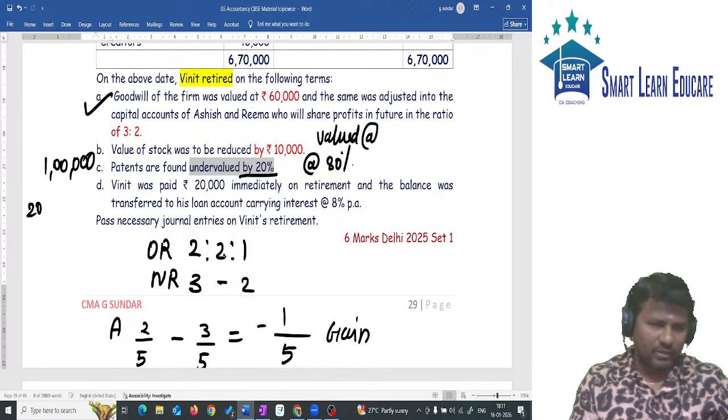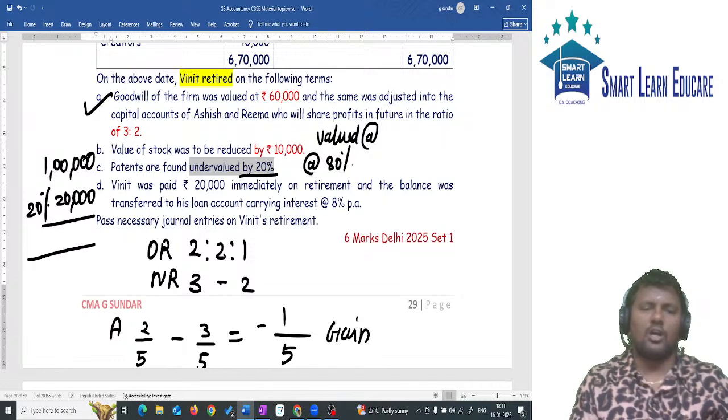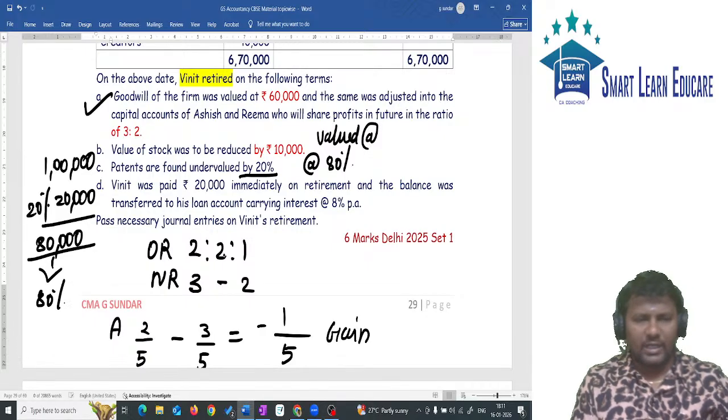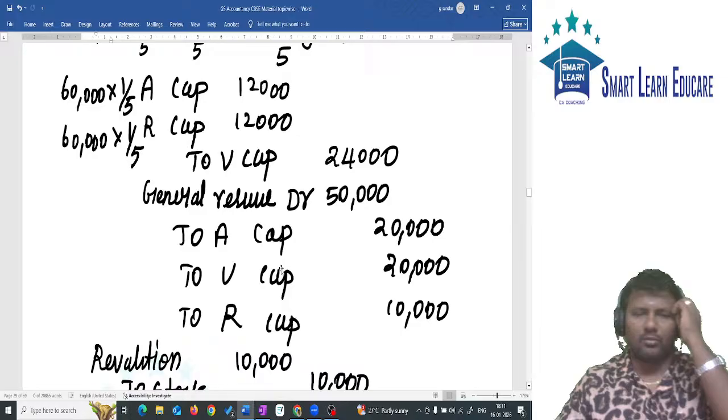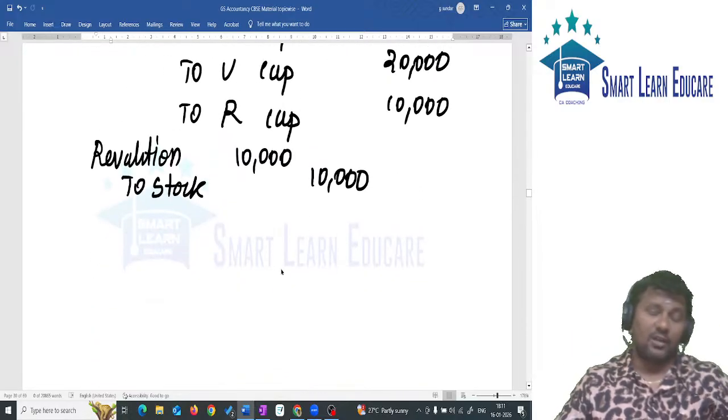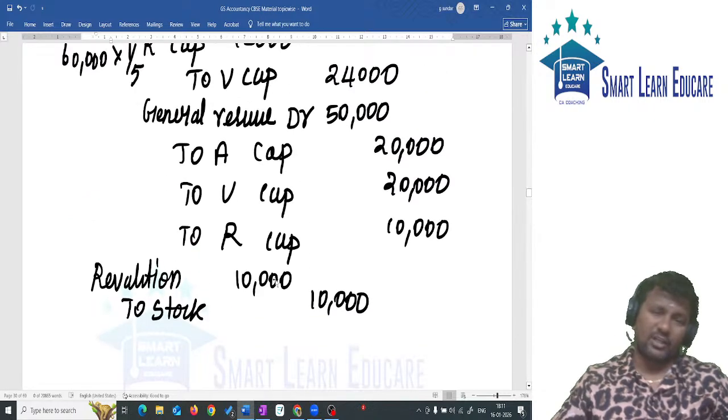Actual value of the stock is 1 lakh. There is a reduction of 20%. 20% of 1 lakh is 20,000, and now the stock is valued at 80,000. That is why it is given as undervalued by 20%. So this 80,000 represents 80%, and 80,000 divided by 80% gives you 1 lakh, the actual value. If you calculate 20%, you get the value by which stock should be increased: 20,000. What is the entry for increase? Patent should be increased by 10,000. 10 or 20? Stock 20.